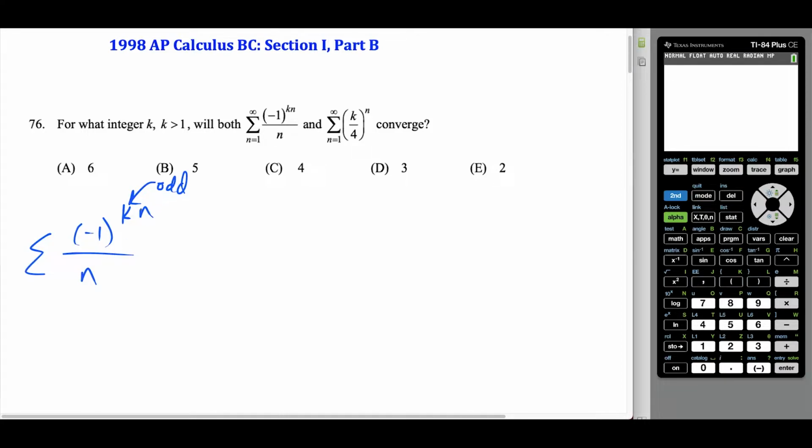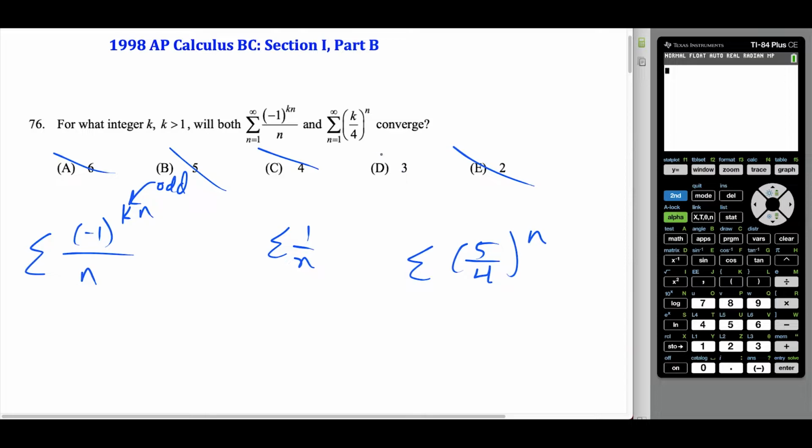If k is even, you're going to have just +1 over n, and this is the divergent harmonic series. So we can get rid of all the answer choices that have something even. Now we're narrowing it down to either k equals 5 or k equals 3. If k is equal to 5, this is no good, because in the second series it would give you (5/4)^n, a geometric series where the ratio is bigger than 1.